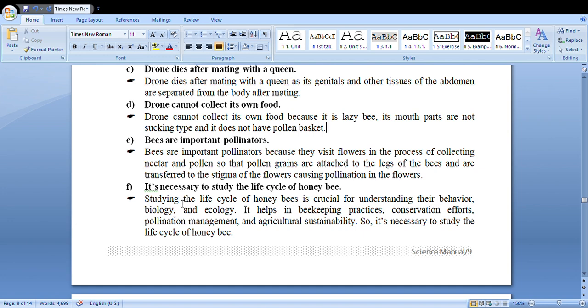Next question is, it is necessary to study the life cycle of honeybee. Studying the life cycle of honeybees is crucial for understanding their behavior, biology, and ecology. It helps in beekeeping practices, conservation efforts, pollination management, and agricultural sustainability. So it is necessary to study the life cycle of honeybee.